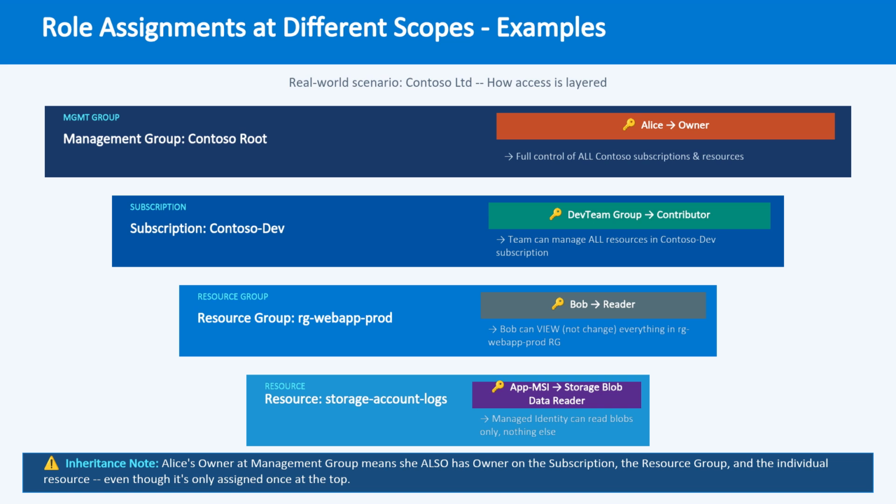App managed identity. Storage blob data reader at resource level. The application needs to read log files from a specific storage account. The managed identity gets the storage blob data reader role on just that one storage account. It cannot read blobs in any other storage account, and it cannot manage the storage account itself. This is the principle of least privilege perfectly applied. Key lesson: the narrower the scope, the more precise and secure the access.